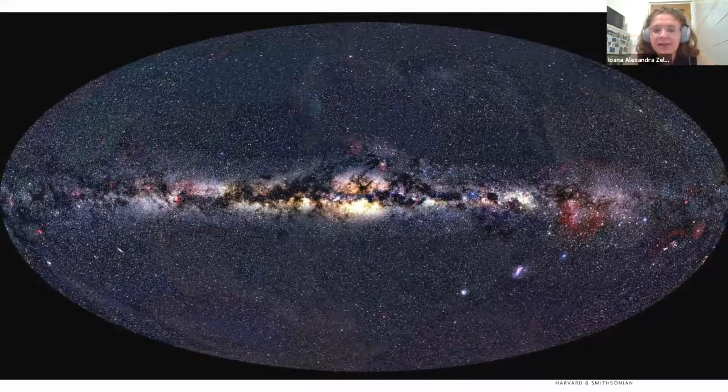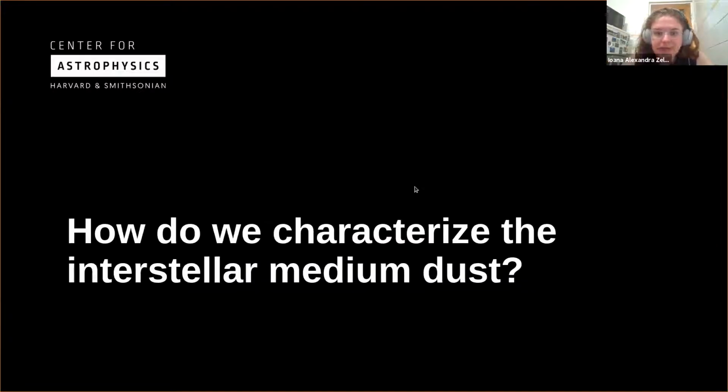We can clearly see the dust structure of the clouds. And while it is very obvious that there's dust in the galactic plane and it's very thick, there's dust outside of the galactic plane as well, all over the sky. It's just not as thick as it is in the galactic plane. So how do we characterize the interstellar medium dust?